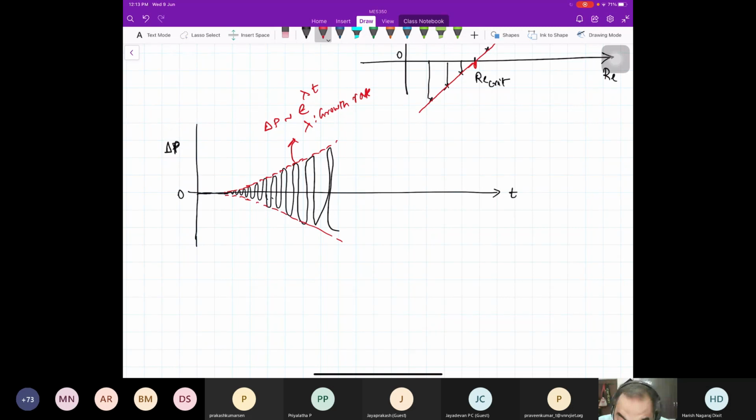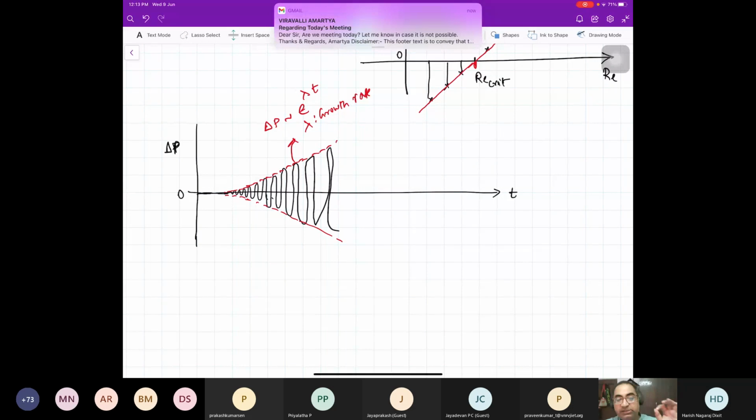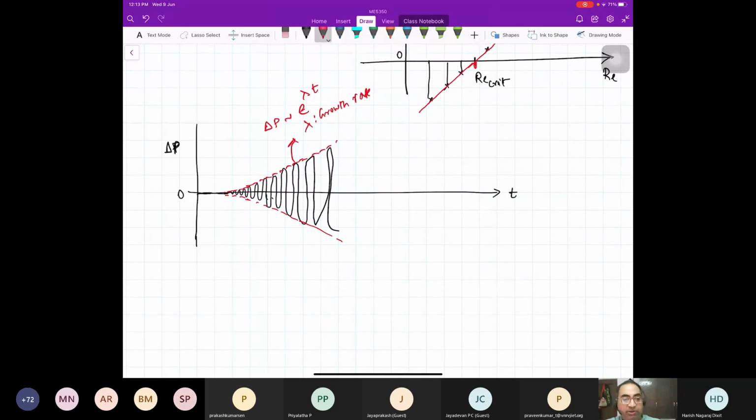What do you know about exponentials? Exponentials grow faster than any polynomial. Okay, exponentials will go faster than absolutely any polynomial, and because they grow faster than any polynomial, the oscillations can become huge. Okay, because when the oscillations become huge, you cannot sustain it. You cannot have large pressure fluctuations.